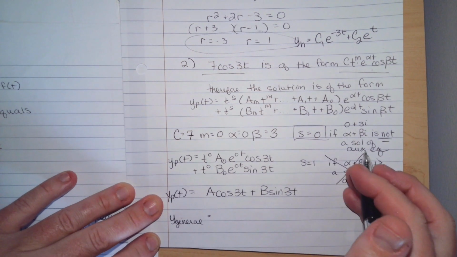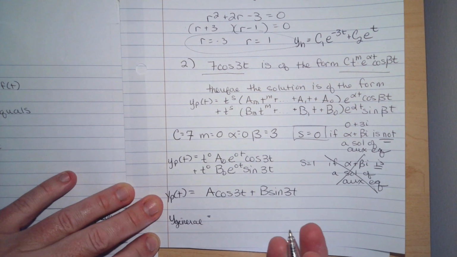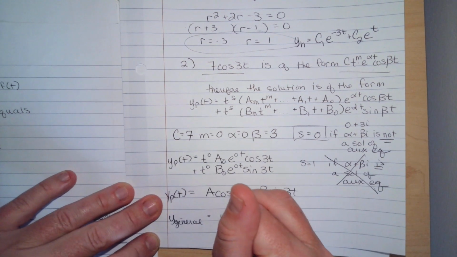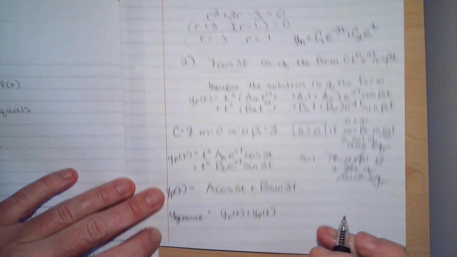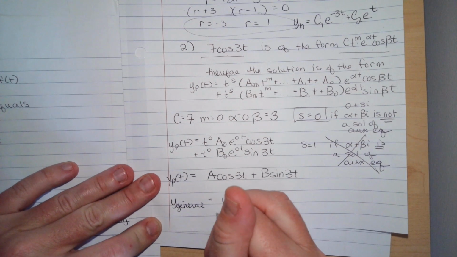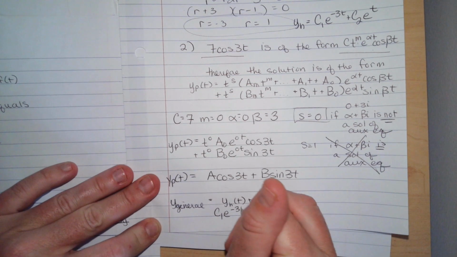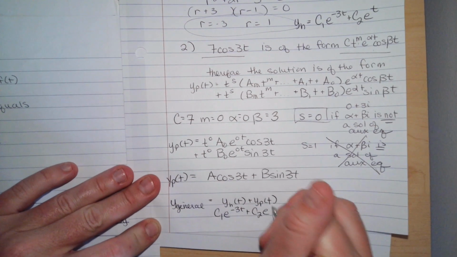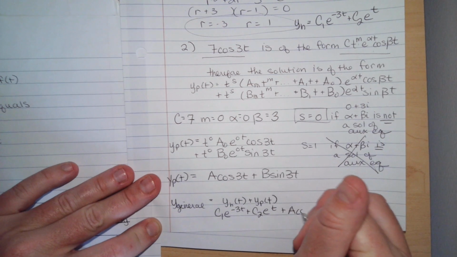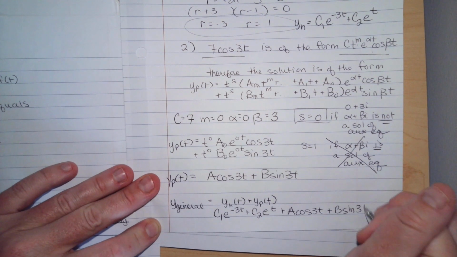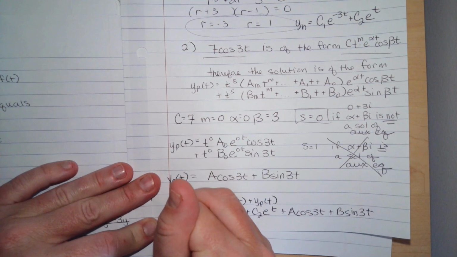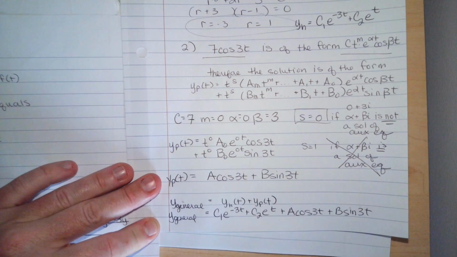So our general solution is the combination of both of these, right? Our y general is our y h of t plus our y p of t. So we're going to get c1 e to the negative 3t plus c2 e to the t plus a cosine 3t plus b sine 3t is our y general. All right?